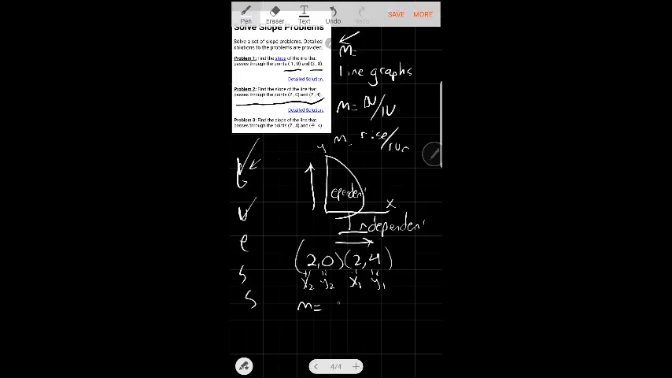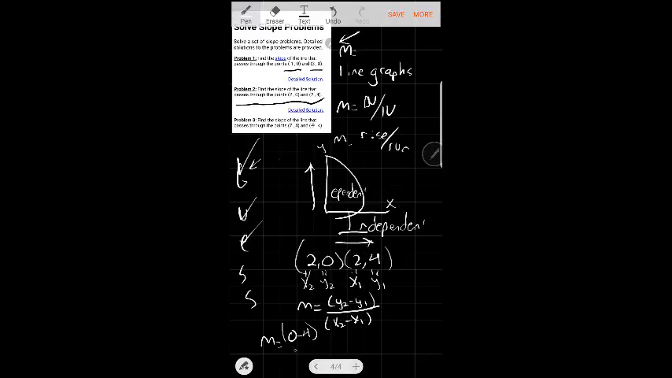And then we're going to write down our equation. M equals y sub 2 minus y sub 1, in parentheses, over x sub 2 minus x sub 1, in parentheses. Now we need to solve this, because we've taken care of that. So let's go ahead and substitute this first. M equals, what is our y sub 2? Our y sub 2 was 0, parentheses, minus, our y sub 1 is 4.